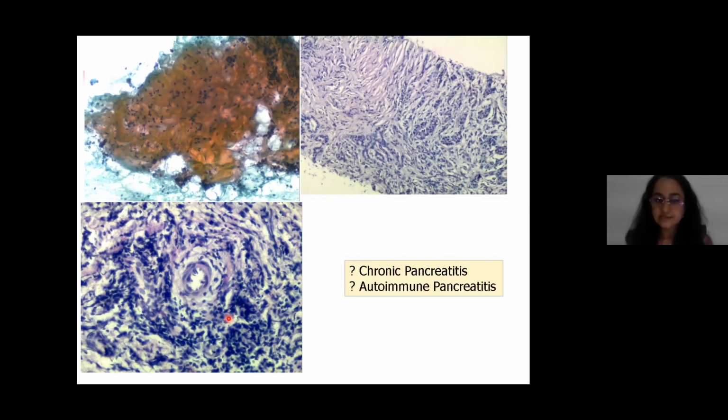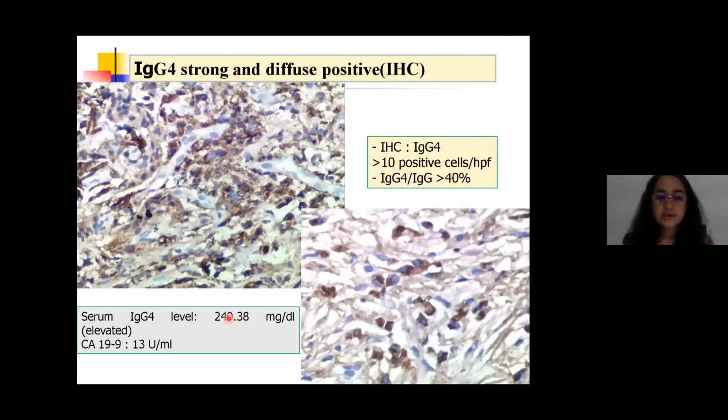autoimmune pancreatitis as well. We did an IgG4 IHC staining, and as you can see here, there are numerous IgG4 positive cells, again highlighted here, which were more than the required criteria of more than 10 positive cells per HPF, with an IgG4 to IgG ratio of more than 40%. The serum IgG4 levels of this patient turned out to be high, and the CA 19-9 levels were normal.